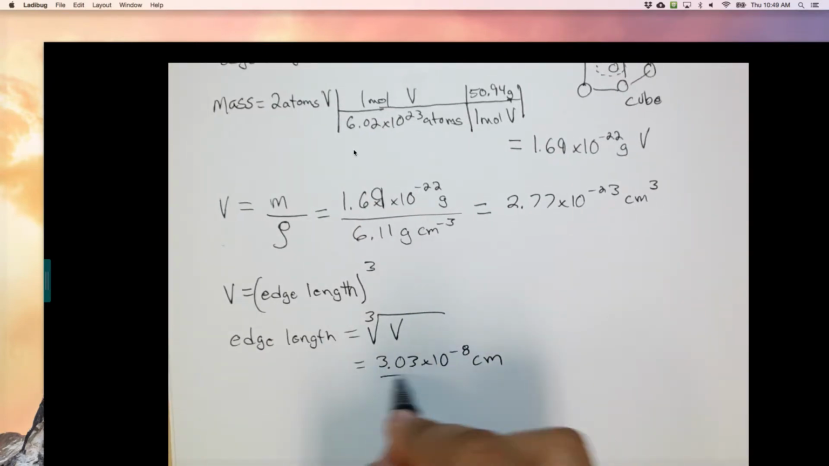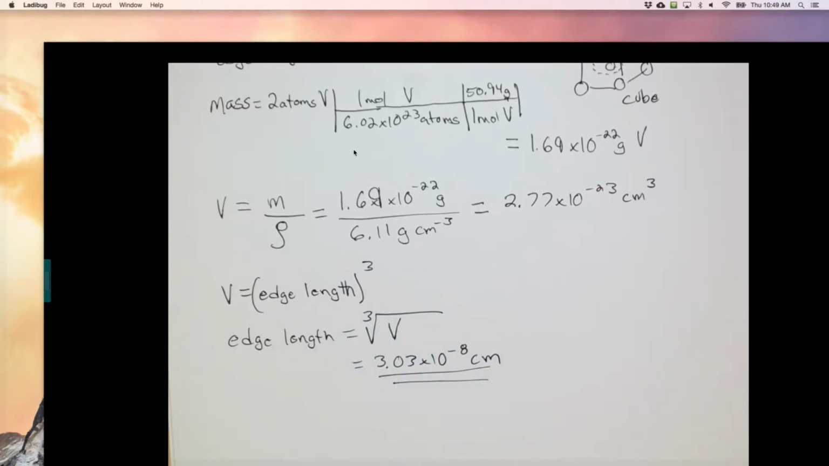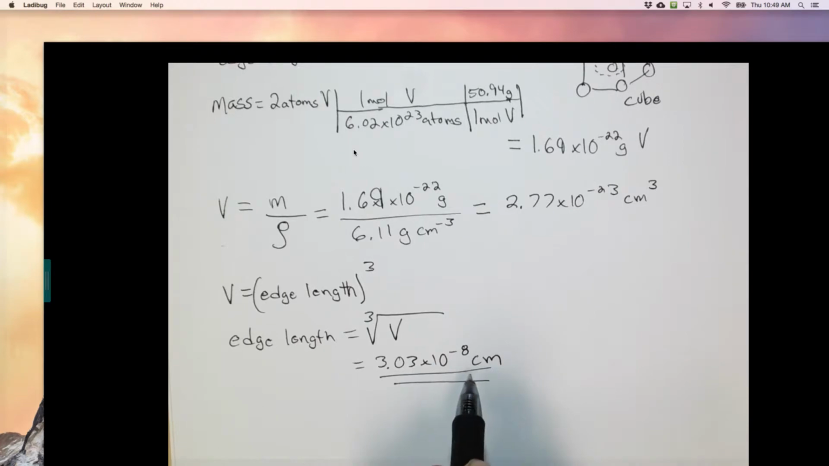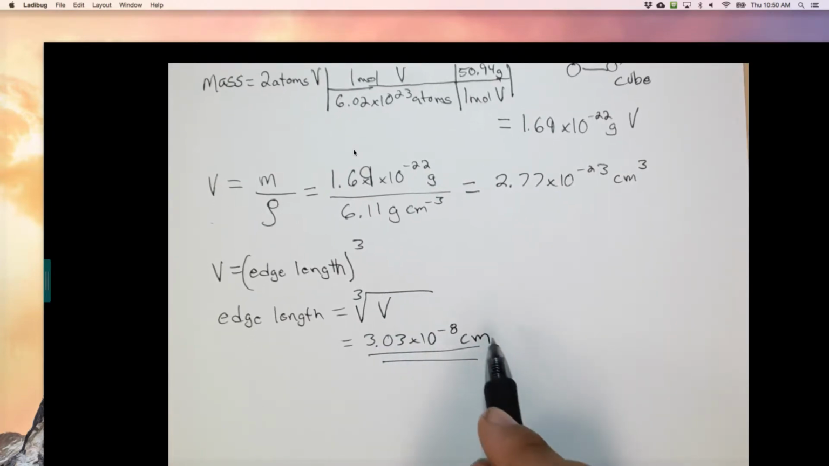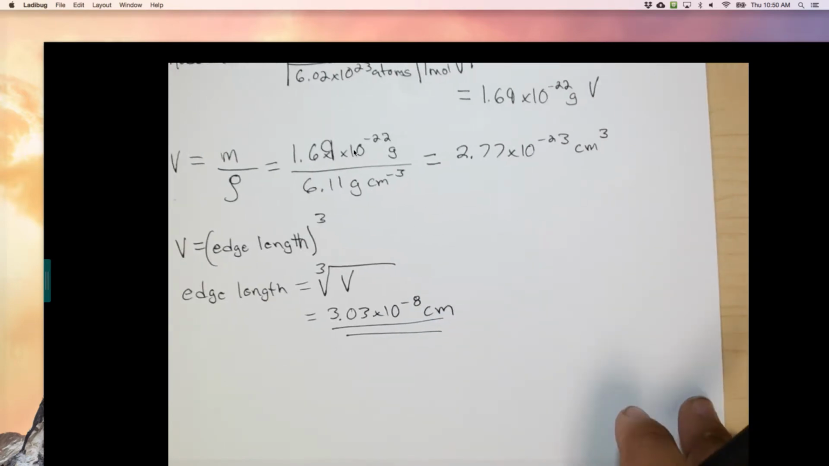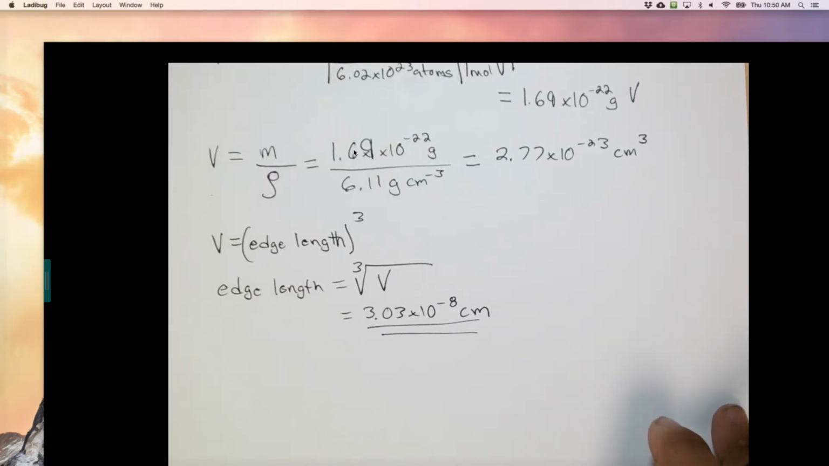And this is the answer to the first question of the problem: calculate the edge length of the unit cell. So we know the edge length. To determine the radius, however, a little more geometry is going to be necessary.